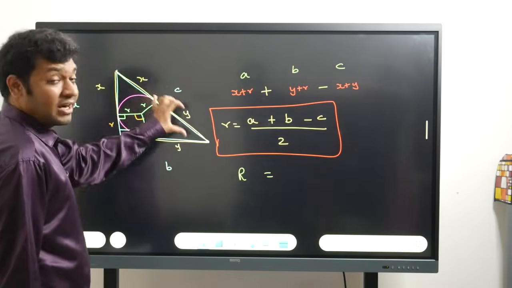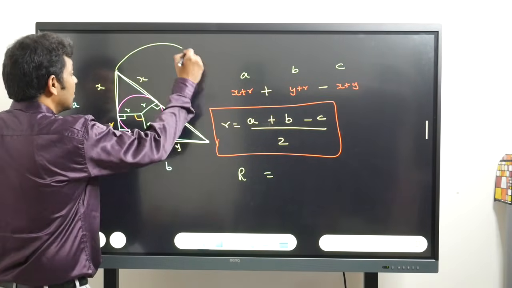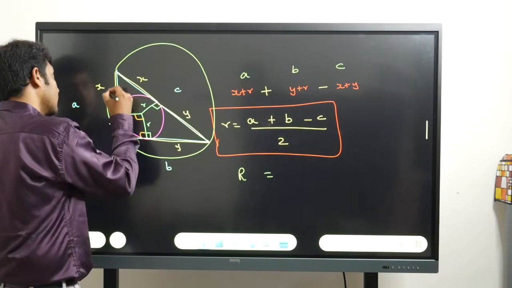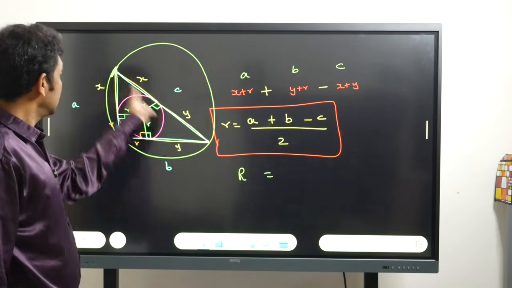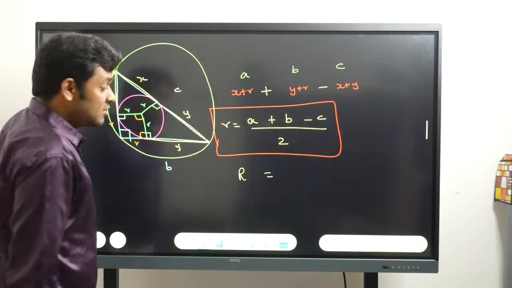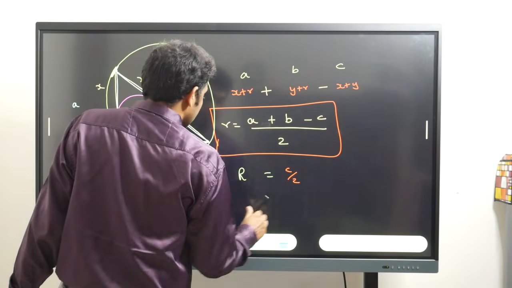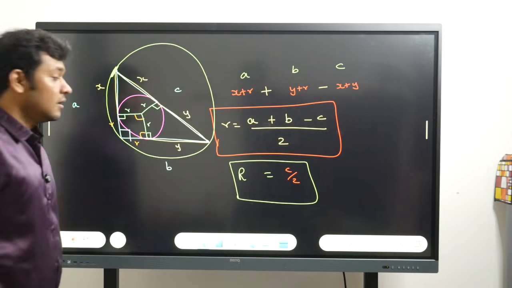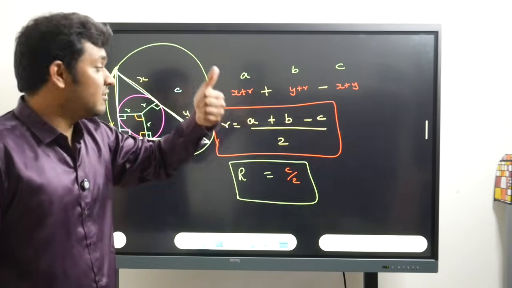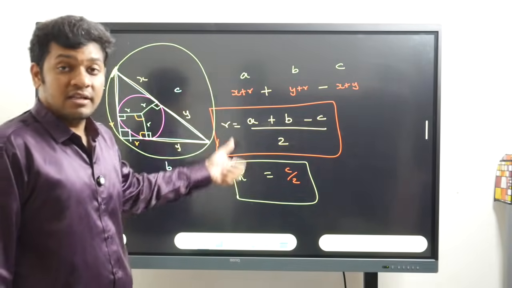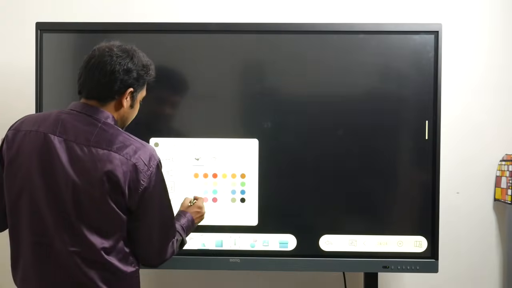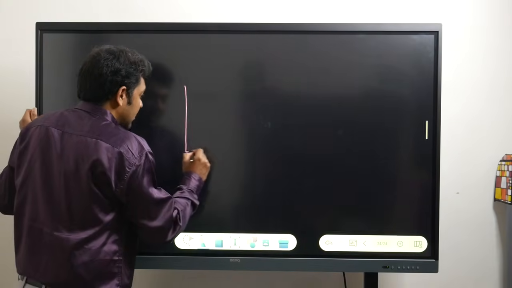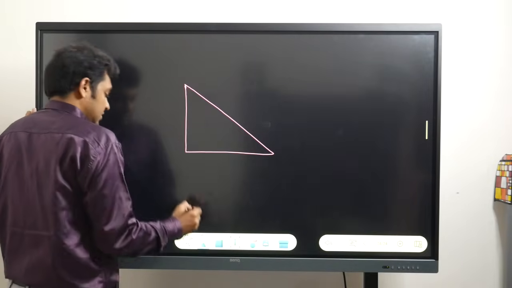As you all know, my circumradius is nothing but, if I draw a circumcircle, this is my radius. So this is going to be the diameter, the hypotenuse. So the midpoint of the hypotenuse is nothing but c by 2. So for a right angle triangle, the inradius is the sum of the smaller sides minus the larger side divided by 2. Circumradius is the larger side divided by 2. You should know this. Next, let me take this right angle triangle 3, 4, 5 and try to understand something from this.